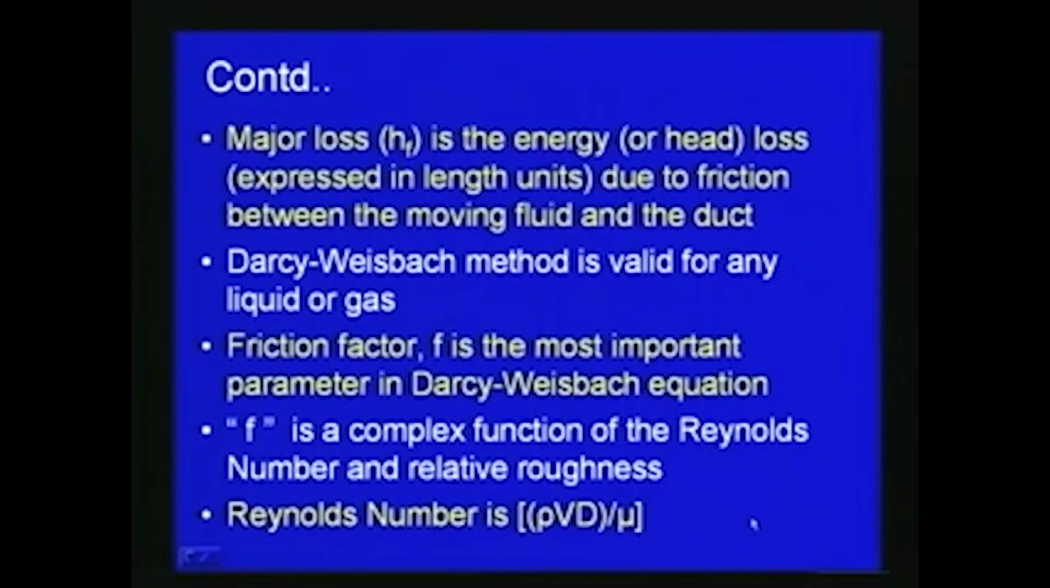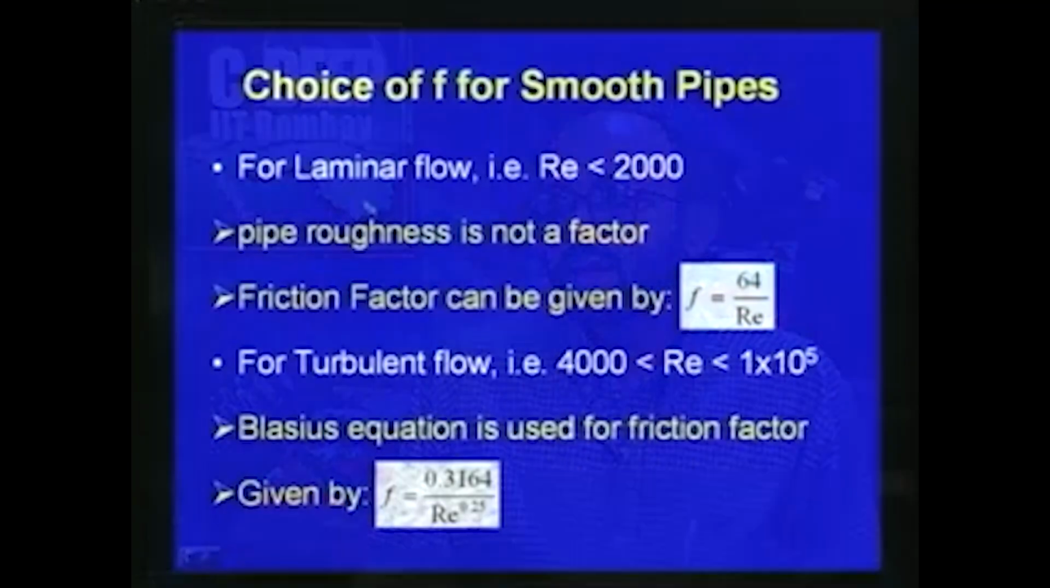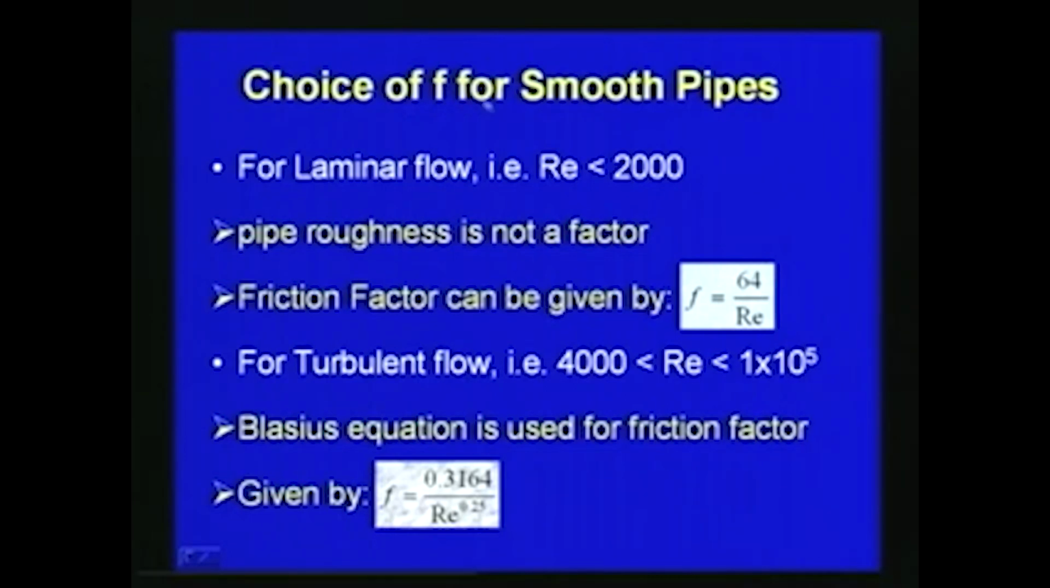So, F is a function of Reynolds number and relative roughness, and the Reynolds number for pipe flow is rho v d by mu. Depending upon the flow condition and the pipe material, and whether the pipe is smooth or rough, we have to find this friction factor. For example, let us consider the various choices of F for smooth pipes. For laminar flow, that means when the Reynolds number is less than 2000, in the calculation we do not have to worry about the pipe roughness. It is not a factor.